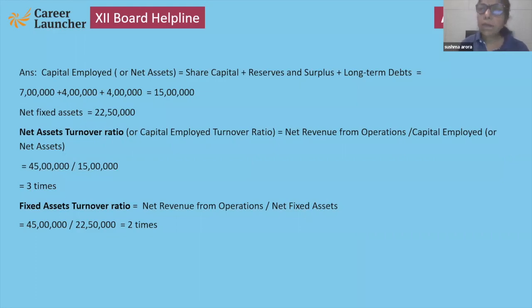Because in liquidity ratio, we give the answer in ratio form, like 2:1. And in solvency ratio also pure ratios, but in activity ratio, that is in times, and in profitability ratio, that is in percentage.